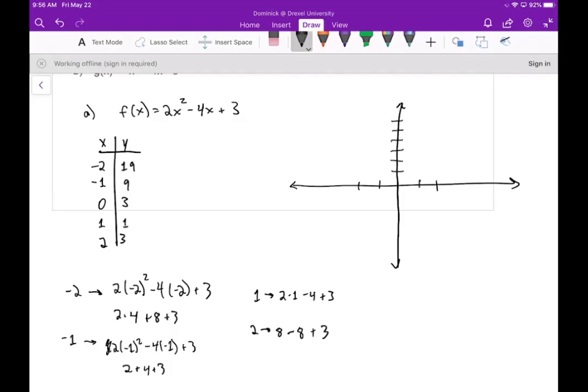4, 5, 6, 7, 8, 9. Okay, so I have negative 1 comma 9, so that's up here. 0 comma 3 would put me here. 1, 1 would put me here. And 2, 3 would put me here. So I'm going to get something like this.